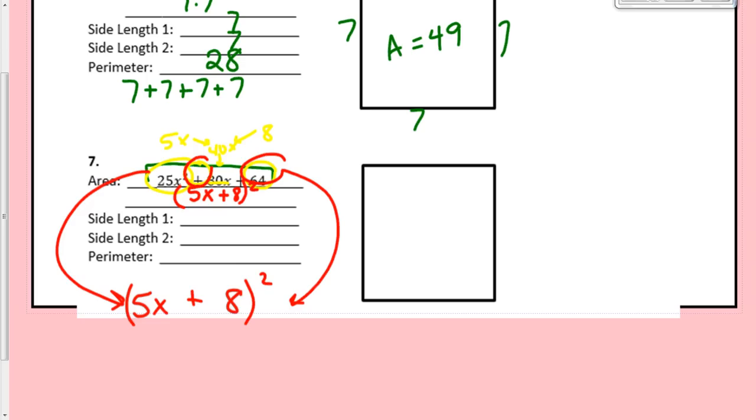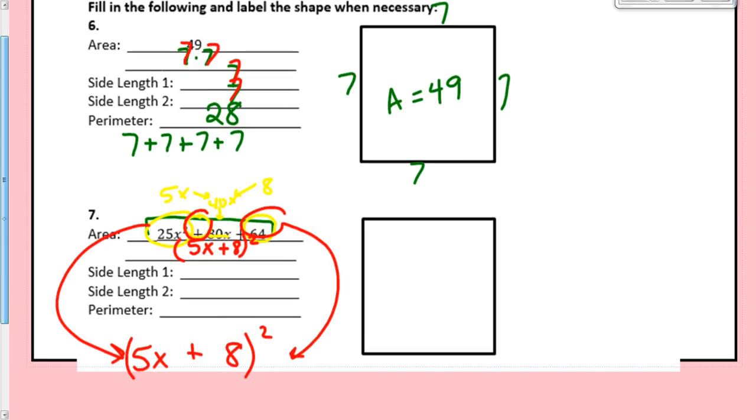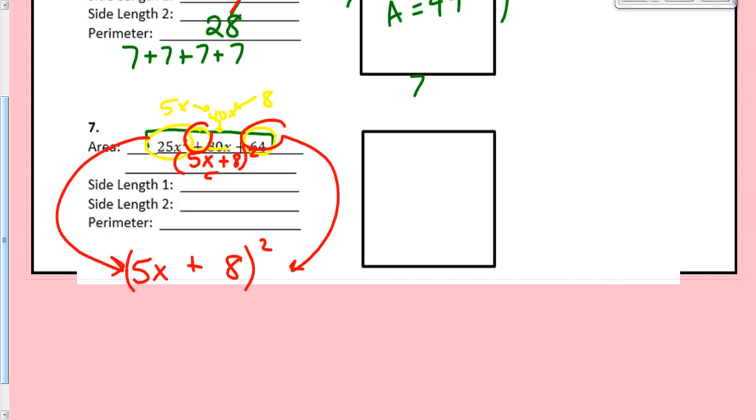But now what does that mean about the side lengths? Well, just like on the square above, it was 7 times 7, which meant that the side lengths were 7 and 7. This is 5x plus 8 squared, which means the side lengths are 5x plus 8 and 5x plus 8, right? So I can almost label it that way, 5x plus 8, 5x plus 8, and honestly I could keep going all the way around.